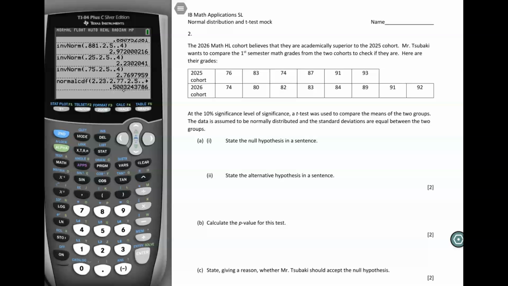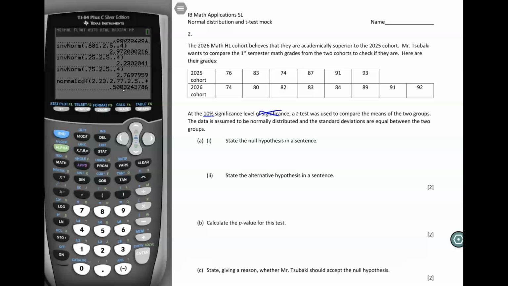Remember, with t-test, it doesn't matter if the number of samples in the two groups are different. It doesn't affect the test. Okay, so we're going to do 10% significance level.